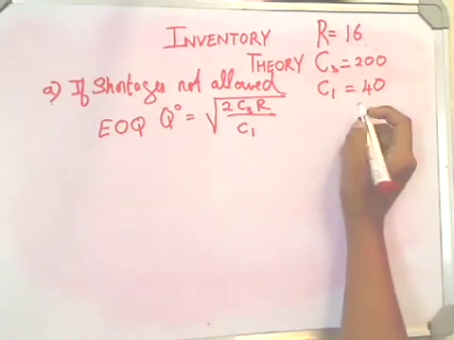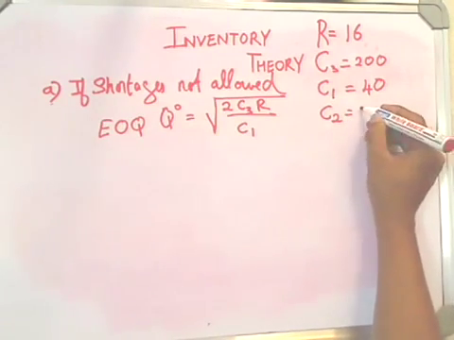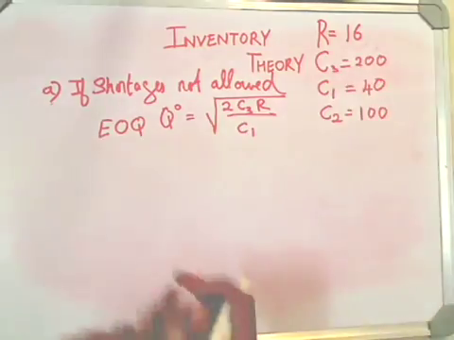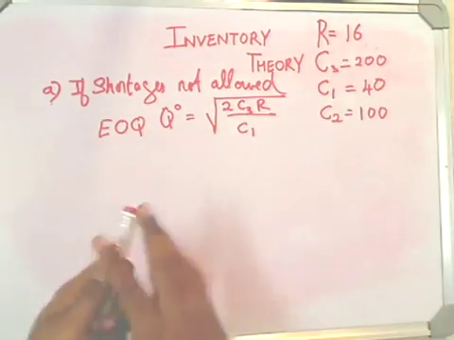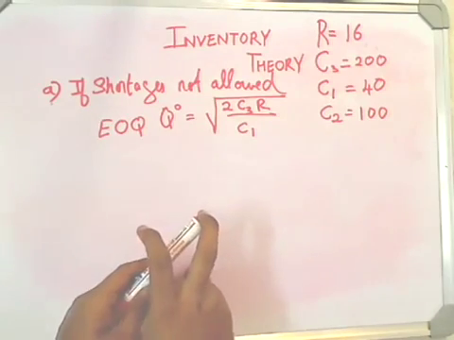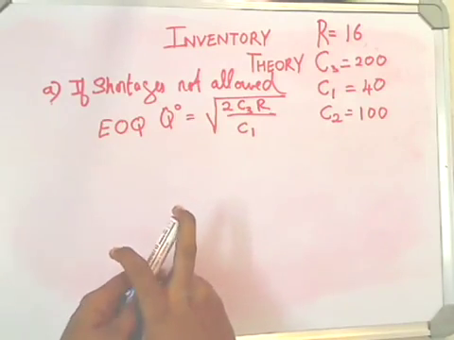Okay, 100 per ton per year. Now that is given as C2, and C2 here has been given as 100. Now let me explain the four terms that you will find here. R being the demanded quantity, that is, you want 16 tons of raw material. Okay, that's the amount of raw material that you have requested.